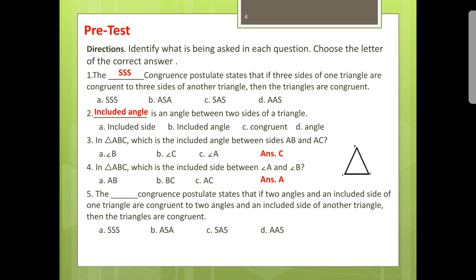Number 5. The blank congruence postulate states that if two angles and an included side of one triangle are congruent to two angles and an included side of another triangle, then the triangles are congruent. Is it letter A, side, letter B, angle, angle, letter C, side, angle, side, or letter D, angle, side? So the answer is angle, angle, and that is letter B.